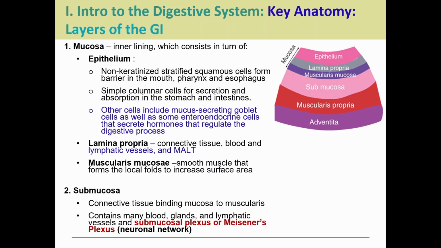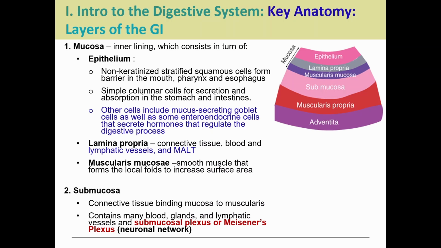So the mucosa, this is the most inner lining. This is the most inner portion of the GI tract. On the very, very inside, we have the epithelial layer. This is going to be with stratified squamous cells when we're looking at the mouth, the pharynx, and esophagus, we transition to simple columnar when we get to things like the stomach and intestines. And then in between a lot of these epithelial cells, we have the goblet cells, which can do things like secrete mucus. Just inside of that, we have the lamina propria.